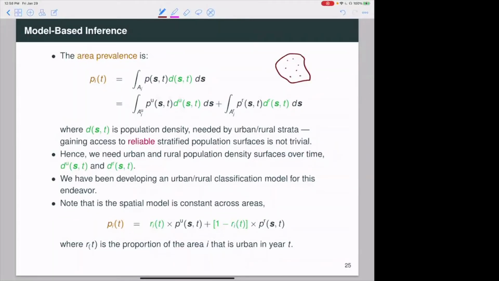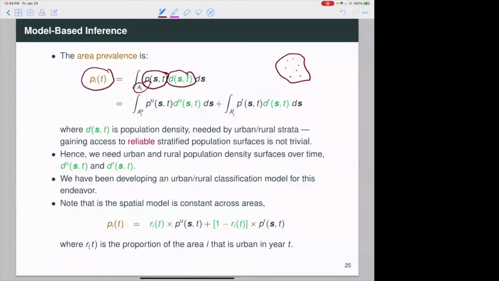And so when we want to get the summary for area I in year T, we need to take the prevalence at each point level and then aggregate it with respect to population density over the area A_I. So we've got these two surfaces. We've got a population surface, which of course we have to estimate because it's not known.